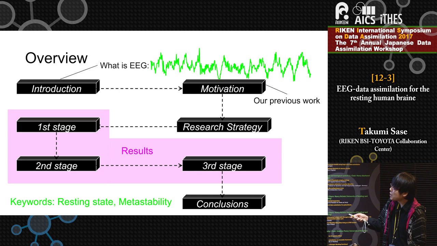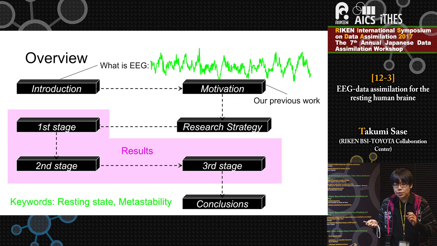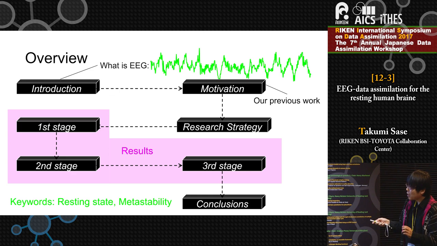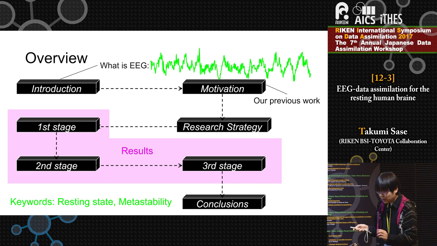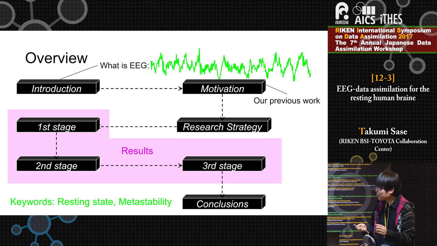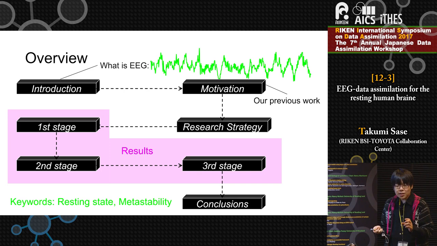Briefly introduced. Next, motivation. In this motivation, our previous work motivated us to use the data assimilation technique. And then I constructed a research strategy. This strategy is divided into three stages. These are the results. Finally, we conclude. Throughout this presentation, keep in mind resting state and metastability. In the neuroscience field recently, resting state or spontaneous activity is very popularly researched, and I will explain the reason later.